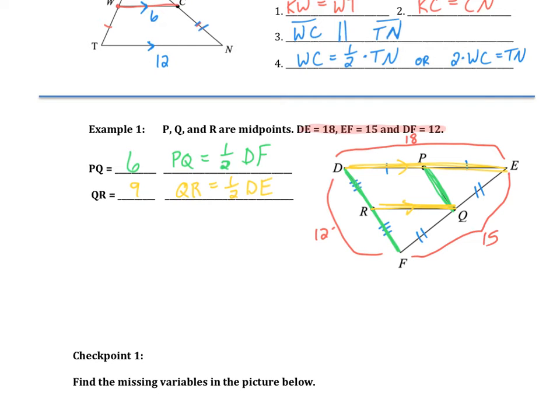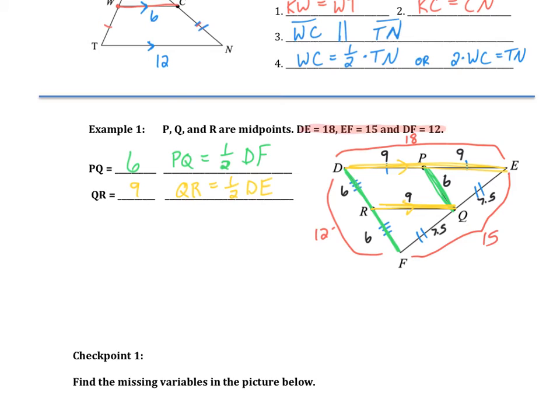And just to fill in other things around here, if you look at DE on the top, these two will both be 9 because they're half as big as 18, because P is a midpoint. Over here, these would each be 7.5 because they're half of 15. And over here, those would each be 6 because it's half of 12. So we can really find out all these parts. And again, we said PQ is 6, and we said QR is 9.